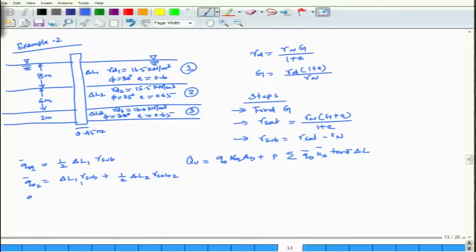Similarly, Q0 bar 3, these are the average values. I'll come back, let me write it first. This is your delta L1 gamma submerged 1 plus delta L2 gamma submerged 2 plus half delta L3 gamma submerged 3.